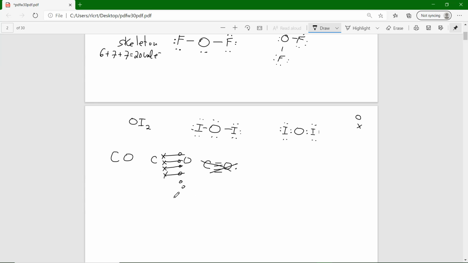How can we satisfy the octet rule? That's all you have to do. Don't overthink it. So I got a carbon and oxygen. So I got 2, 4, 6, 8, 10. That's the only way that we can get the Lewis diagram to satisfy the octet rule. And yeah, there's a lone pair on carbon. Okay, so be it. That's what it is.